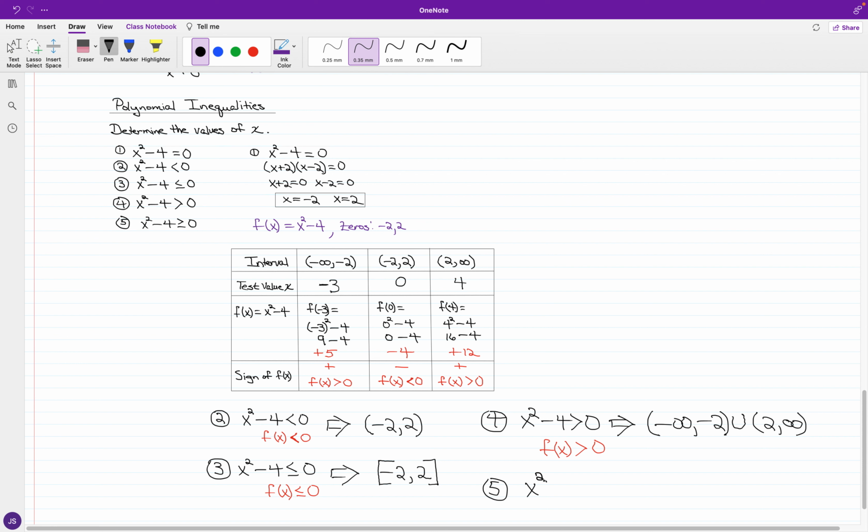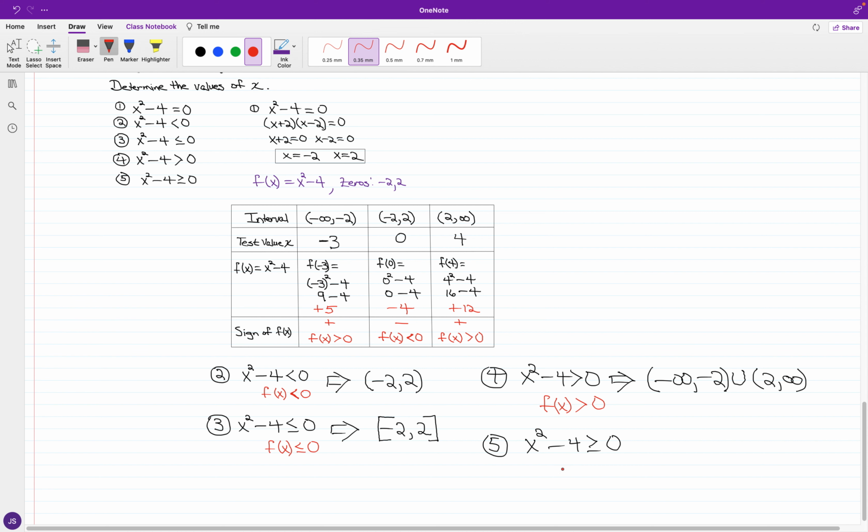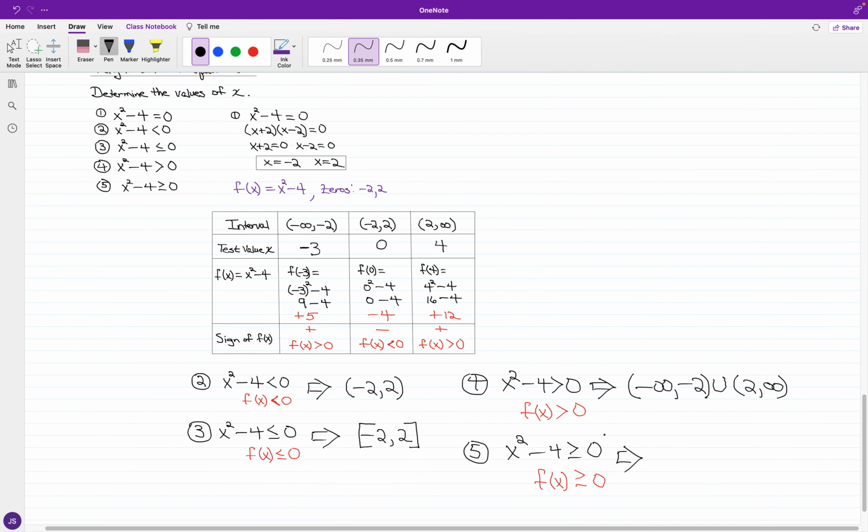And finally, we have with the remaining solution set, x squared minus 4 is greater than or equal to 0, which we have the equivalent of saying that f of x is greater than or equal to 0. So greater than or equal to 0. Again, you have the same direction as f of x is greater than 0. So we're still working around the limit values from f of x is greater than 0.